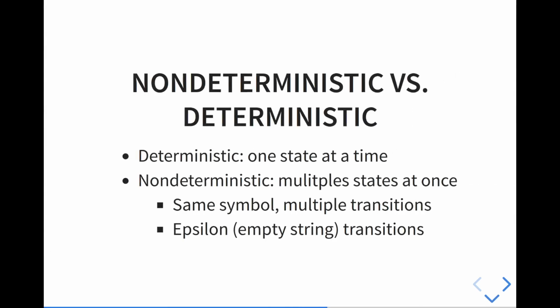So what we looked at were deterministic finite state machines. Deterministic state machines are always in one state at any one time, as opposed to non-deterministic state machines, where there can be multiple states at the same time. And that can happen in two ways. Either you have multiple transitions with the same symbol coming out of your state, or you have empty string transitions, epsilon transitions, transitions that always happen whenever you enter that state.